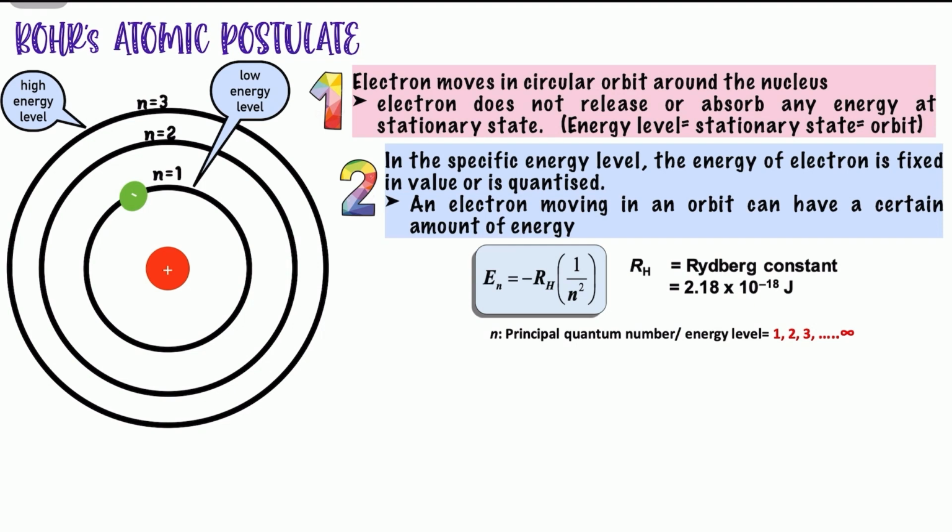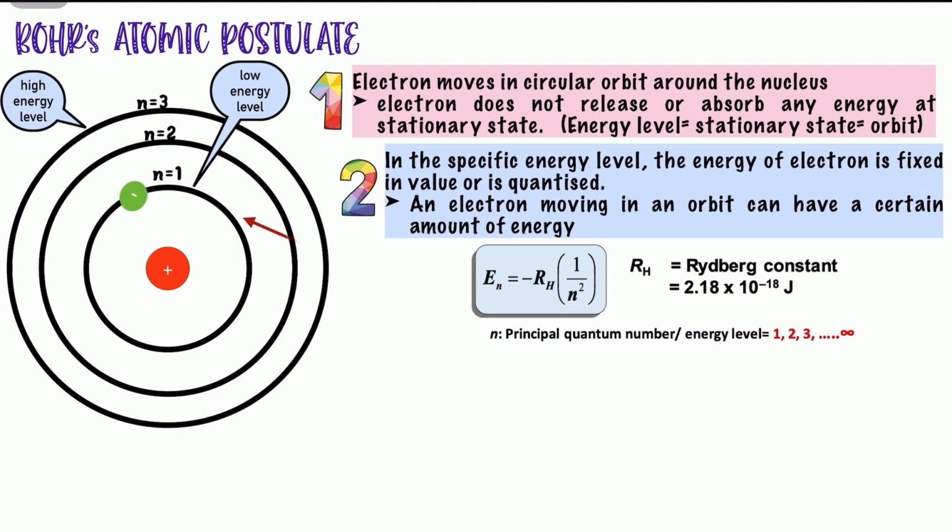So, how can we calculate the energy of an electron? By using this formula, En equal to negative RH. RH is the Rydberg constant, and this is the value for the Rydberg constant, 2.18 times 10 to the power negative 18 joule, in bracket 1 over n square. N is the principal quantum number or energy level, integer 1, 2, 3 and so on until infinity.